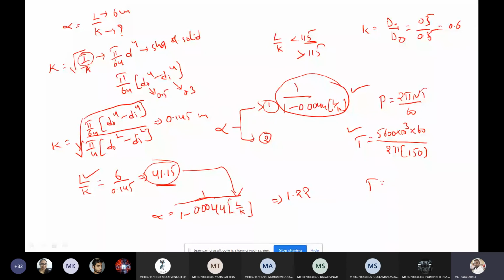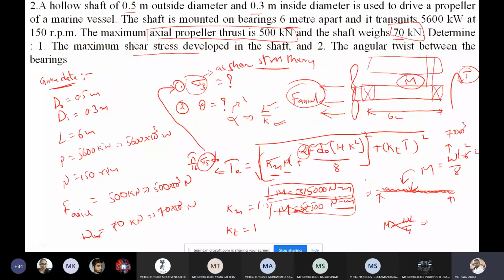Now tell me the T value in Newton meter. 356.50 Newton meter. Okay. So in this equation, every parameter, Km, M, alpha, F, D naught, k, Kt, T, everything we calculated.